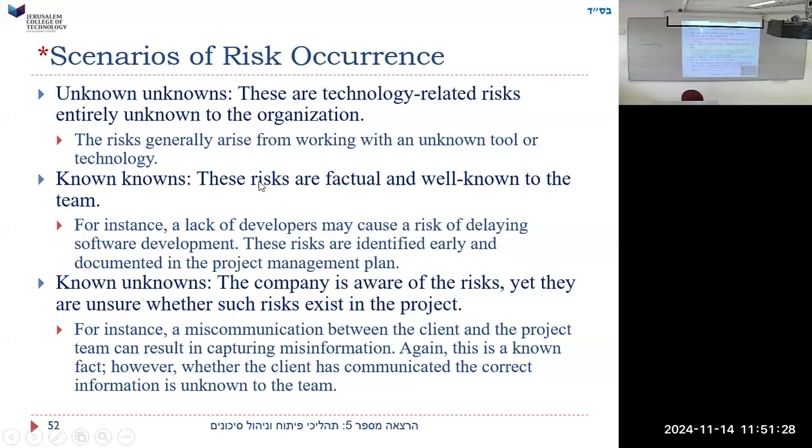What are known knowns? The order should be, this one should be last, unknown unknowns. Fix that. Known knowns are risks that are factual and well known to the team. For instance, a lack of development rate causes a risk of delay in software. Well, that's what I mentioned. These risks are identified early and documented in the project management.